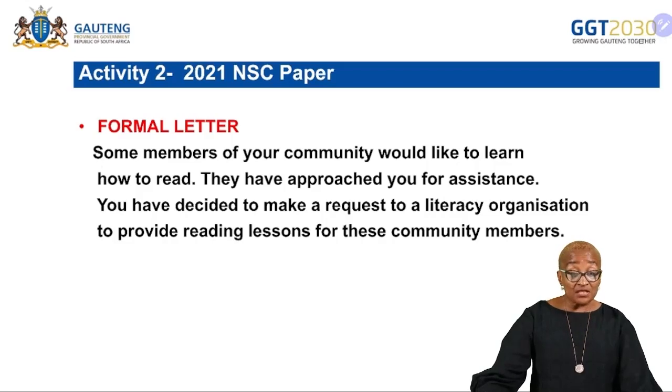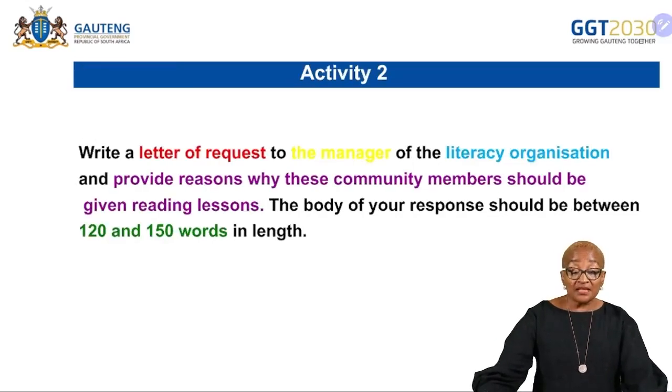Right, let's have a look at activity number 2, which was taken from the 2021 NSC paper. It's a formal letter. It says, some members of your community would like to learn how to read. They have approached you for assistance. You have decided to make a request to a literacy organization to provide reading lessons for these community members. That is the brief. Let's look at the instruction.